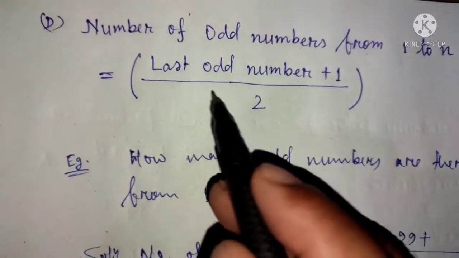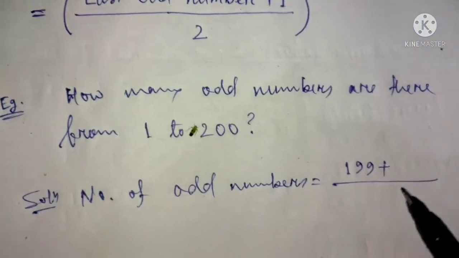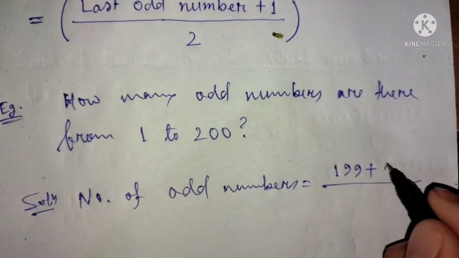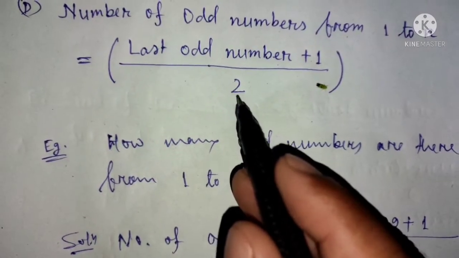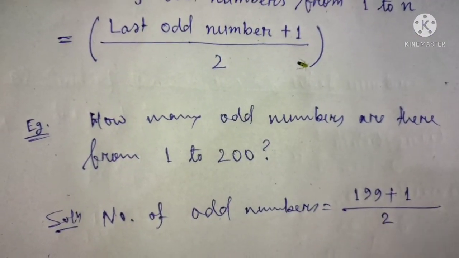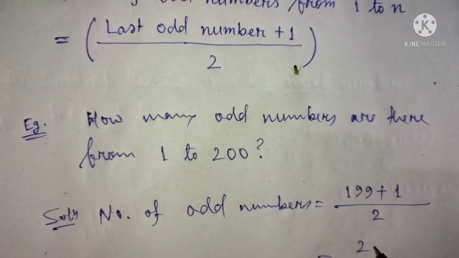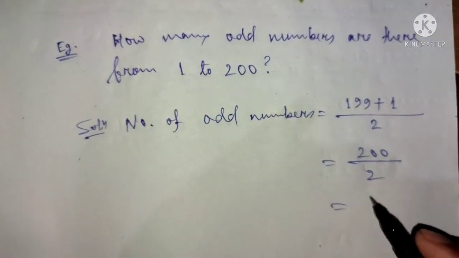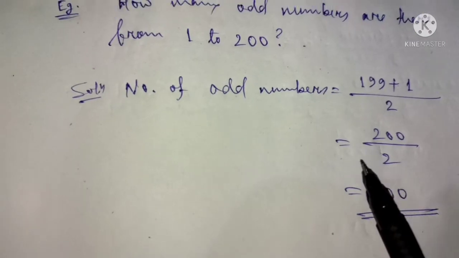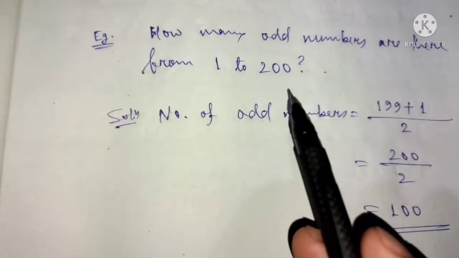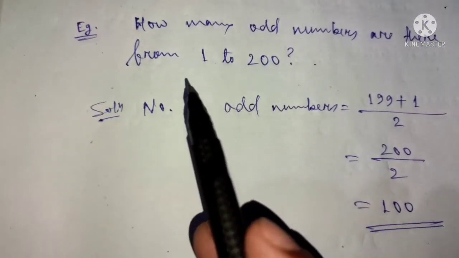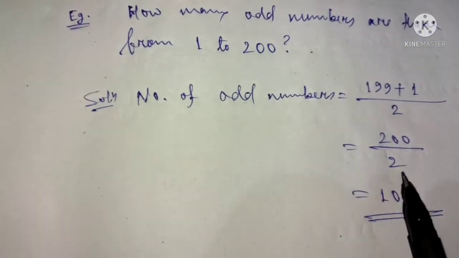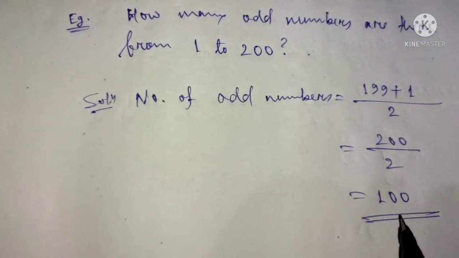Then plus, the last odd number plus 1 is here. So in this also we have to put this plus 1 and divide by 2. So 199 plus 1 is equal to 200, divided by 2. If you cancel, then you get 100. That means how many odd numbers are lying between 1 to 200? It is very easy to calculate by using this idea, and there are only 100 odd numbers from 1 to 200.